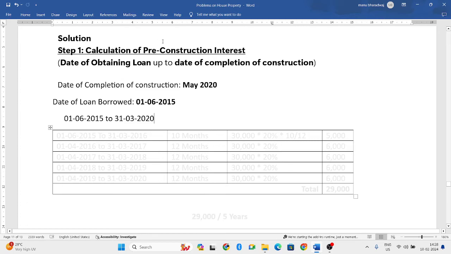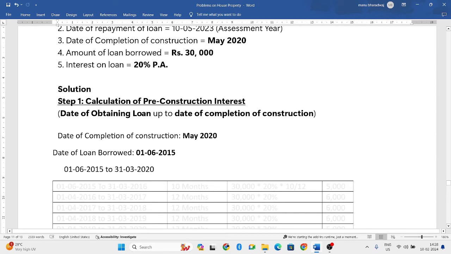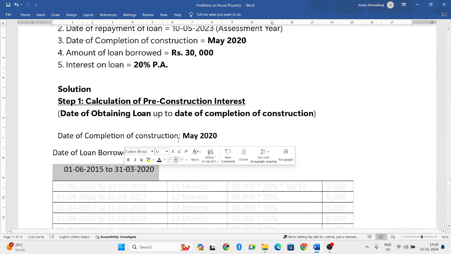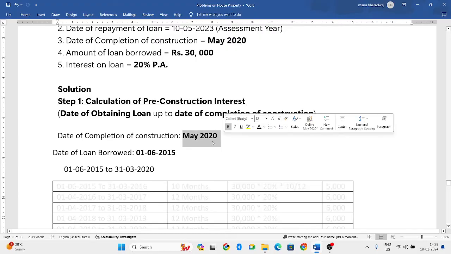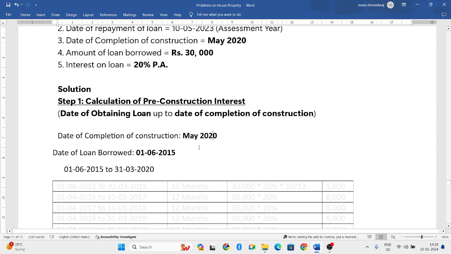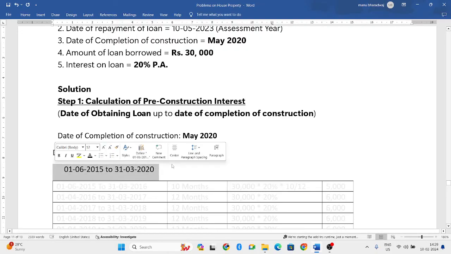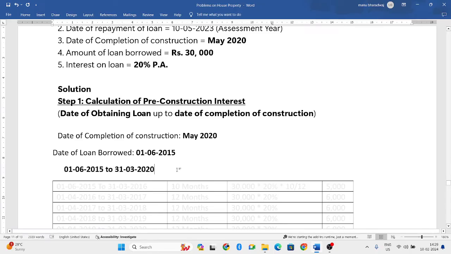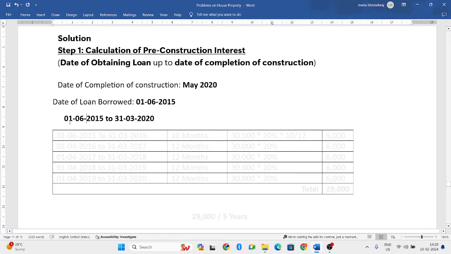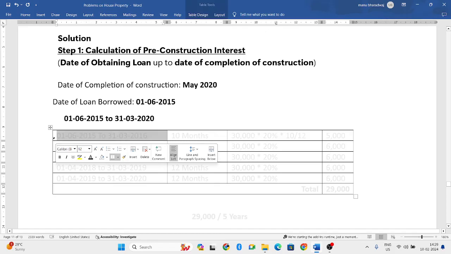Why 31st March 2020? Because this is May month, I will round it off to the previous year. My previous year ends on 31st March 2020. We have to round off because only 2 months are there. We have to round it off to the previous year only. So whatever interest is paid in this period, we consider it pre-construction interest. So, starting from 1/6/2015.